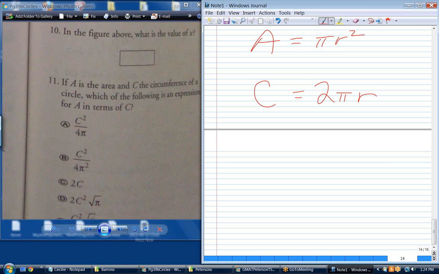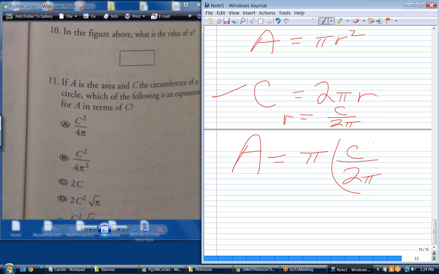I'm not really sure what that means in English. Okay, we can do it a couple ways. If we solve the second equation for r, we get r equals C over 2 pi, right? Now if we go back into the first equation and use this for r, now we have A as a function of C, which is what they're looking for. In all of our answers, C is on the right side of the equation, so all we have to do is simplify this and we'll have our answer.